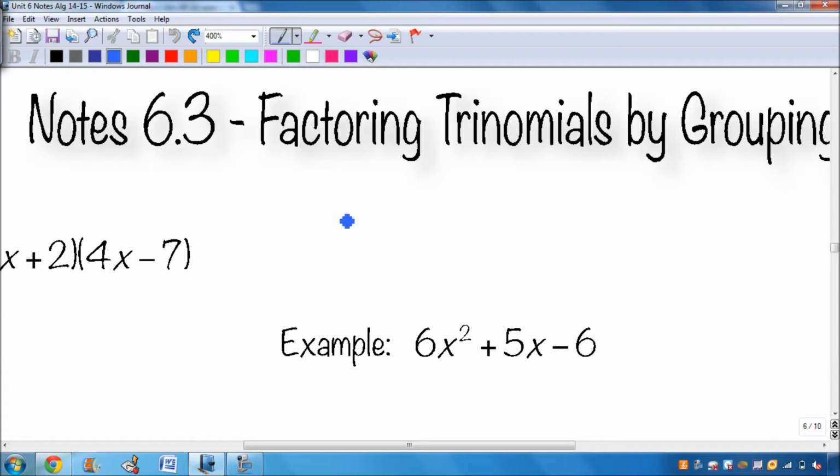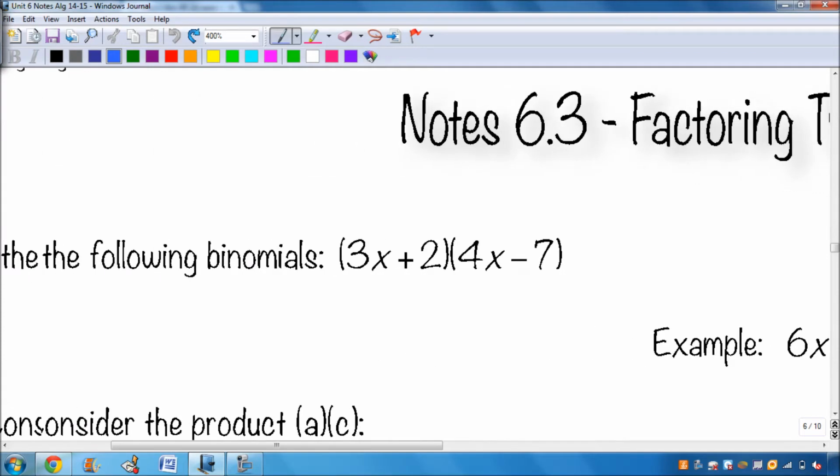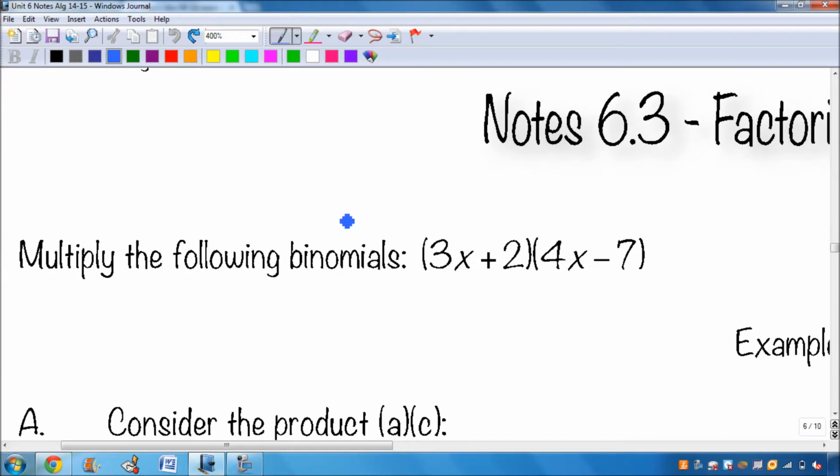Note 6.3 is on factoring trinomials by grouping. The first thing it's asking you to do on your paper is to multiply the following binomials. Remember, you learned two different ways to multiply binomials. You can either use the box or you could use the distributive property. I would prefer to use the distributive property here so you can understand where factoring by grouping will come from.